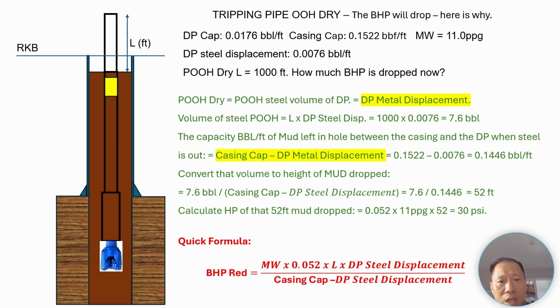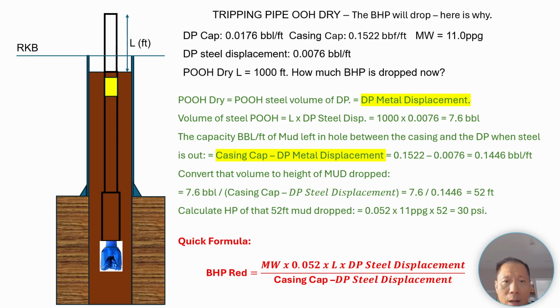Now you work out the capacity in barrels per foot of the mud left in the hole between the casing and the tubing or the drill pipe in hole. So you take the casing capacity and deduct the steel displacement of the drill pipe or the tubing. In this case, you take 0.1522, deduct 0.0076, and you get 0.1446 barrel per foot. Now you take that 7.6 barrels, which is the steel volume, divided by the barrel per foot mud capacity, and you get the height, which is 52 feet. That's the height the mud has dropped in the annulus.